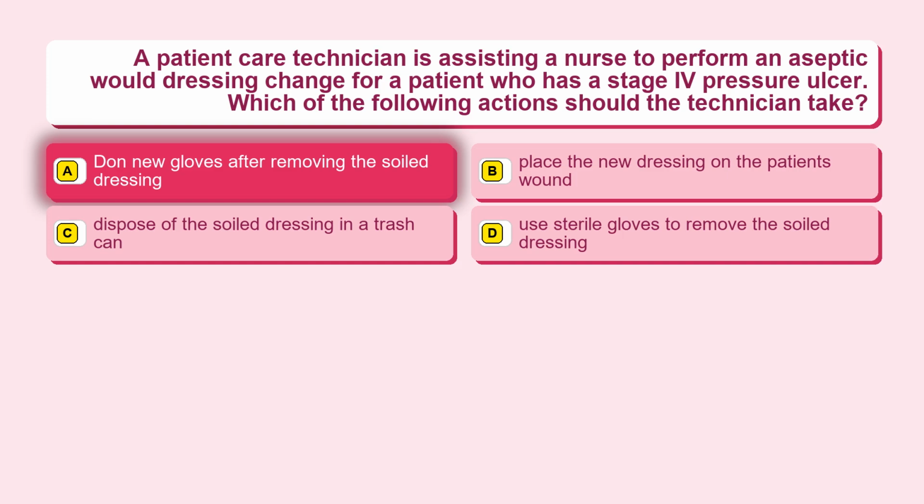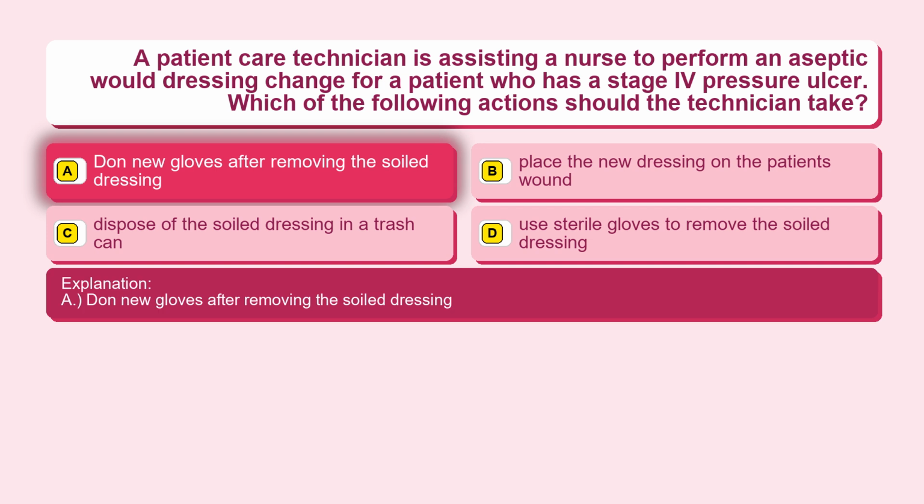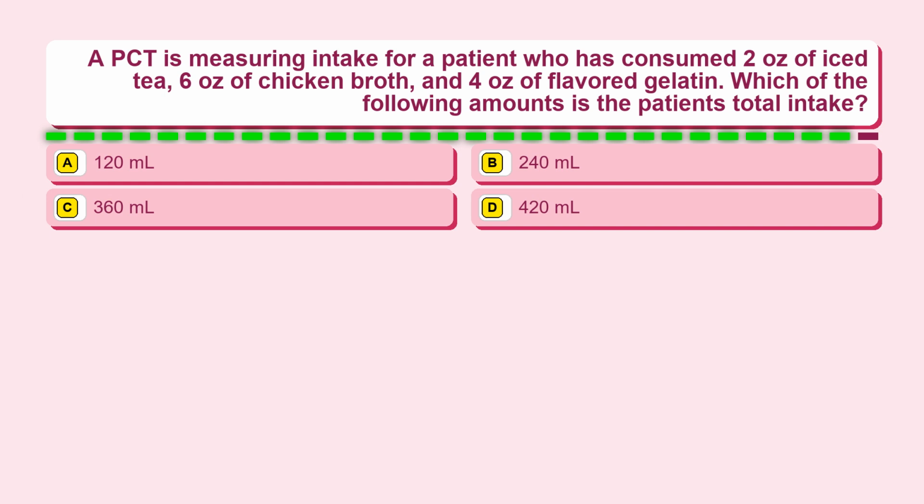The correct answer is option A, don new gloves after removing the soiled dressing. Question 26. A PCT is measuring intake for a patient who has consumed 2 ounces of iced tea, 6 ounces of chicken broth, and 4 ounces of flavored gelatin. Which of the following amounts is the patient's total intake? Option A, 120 ml. Option B, 240 ml. Option C, 360 ml. Option D, 420 ml.